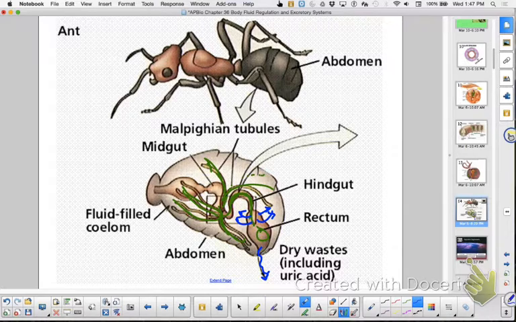At the rectum, useful substances are reabsorbed and uric acid passes out the anus. All right, so that was just excretory organs among invertebrates. And now we're going to move to aquatic vertebrates.